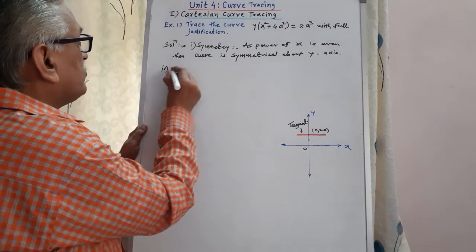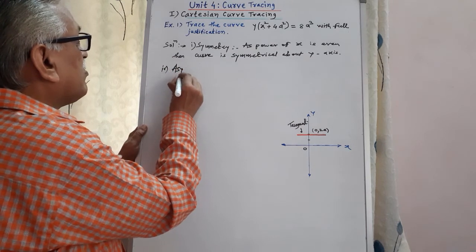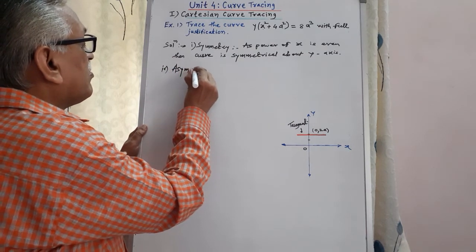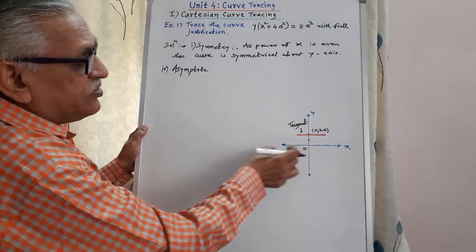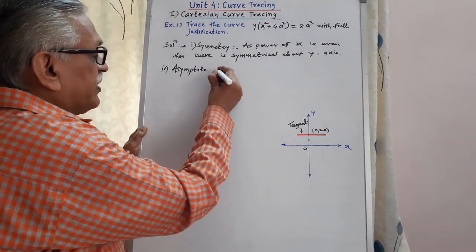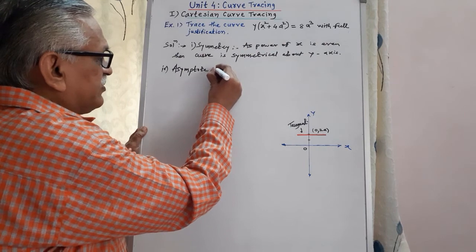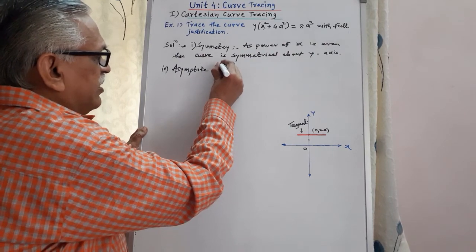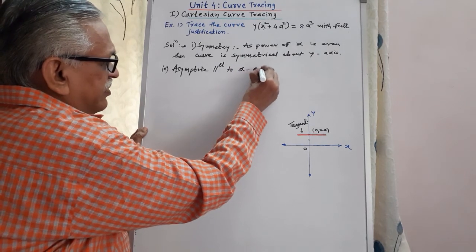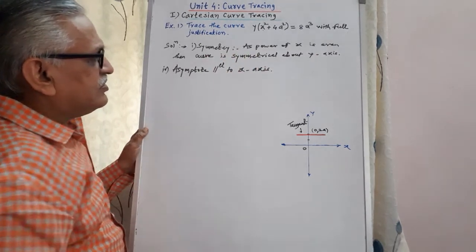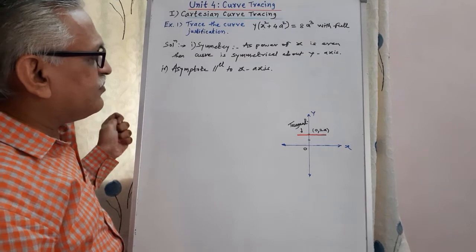Point number 4, asymptote. Here the curve is symmetrical to y-axis, which means whatever asymptote exists, if any, it must be parallel to x-axis, and we apply the procedure.